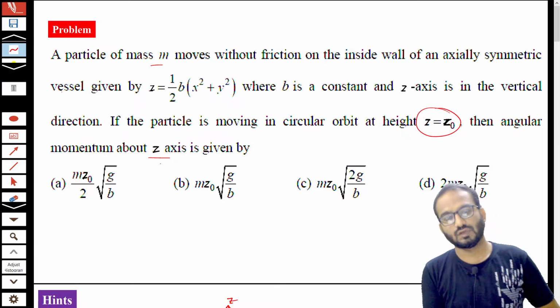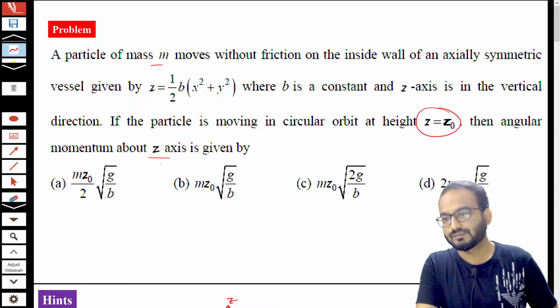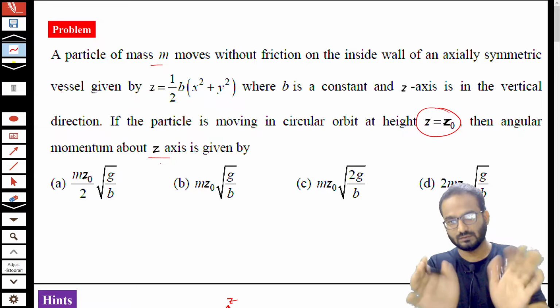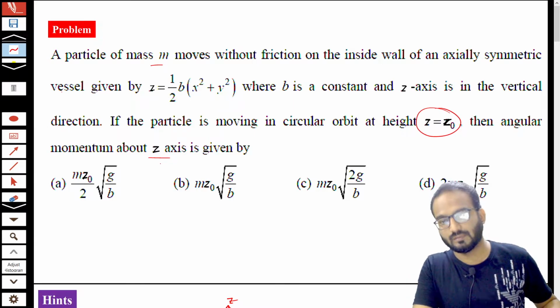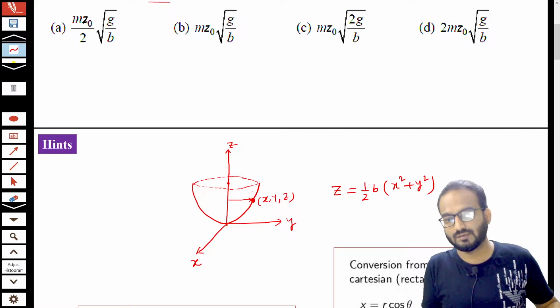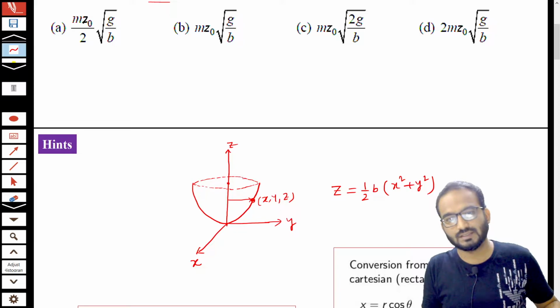We can solve this problem by taking up the Lagrangian approach. So before starting the solution, let me just show you this picture. How does this vessel look like? z is equal to 1/2 b into (x² + y²). So here you have this particle which is moving inside the bowl. Let's take the position coordinate of this particle as x, y, z. z is given to you as 1/2 b (x² + y²).